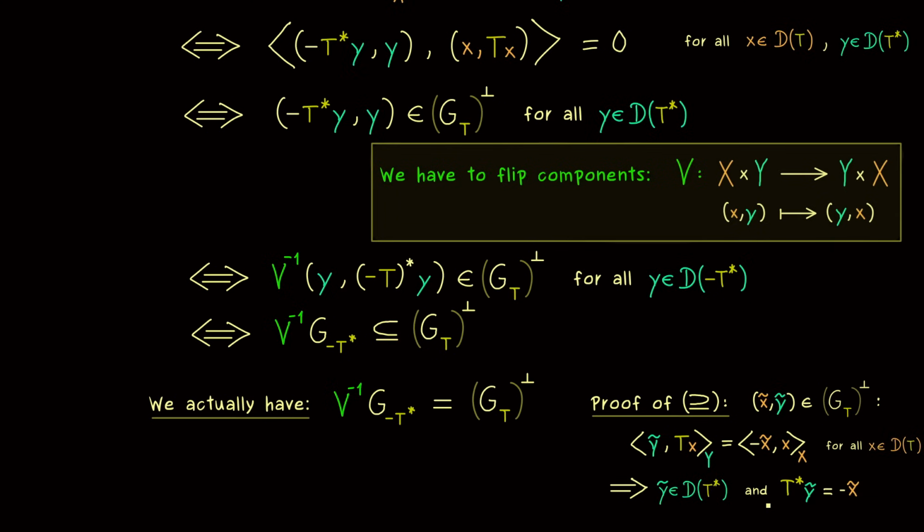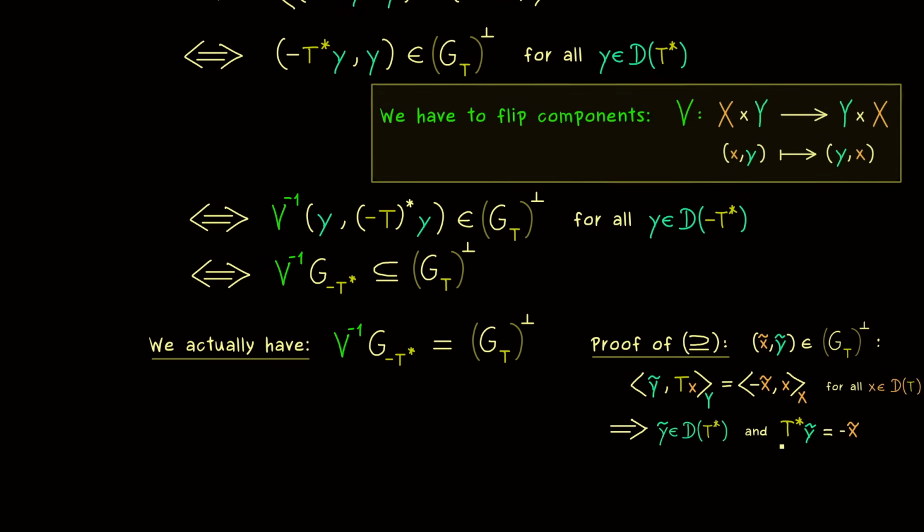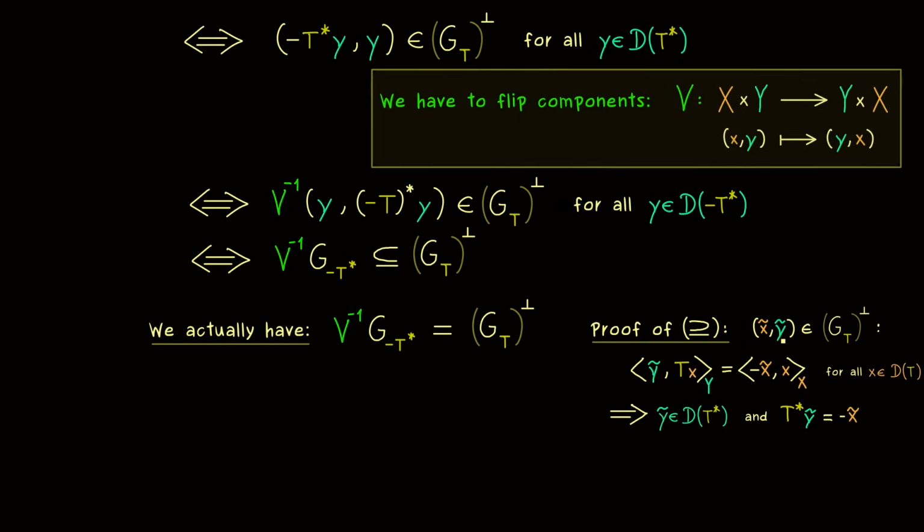And that's actually all we need, because now we can substitute x tilde in the pair. So the pair is of the form minus t star y tilde together with y tilde. And there you recognize the same form as before, so this lies actually in the set V to the power minus 1 of G of minus T star. So it's an element of this set, and that's what we wanted to show.